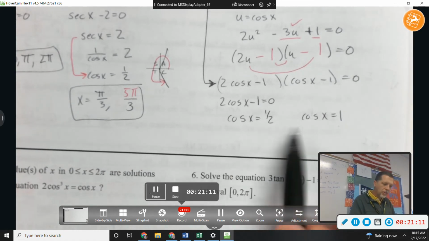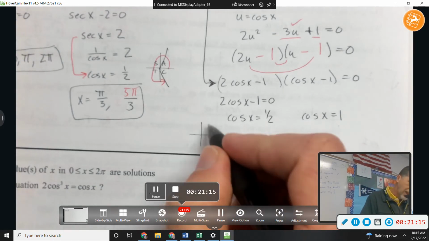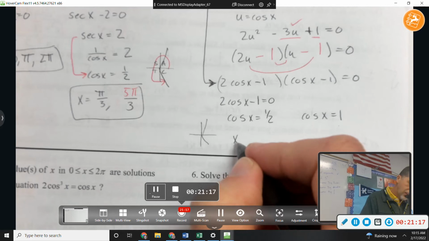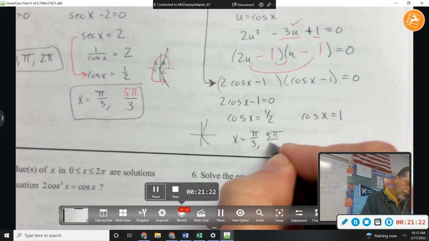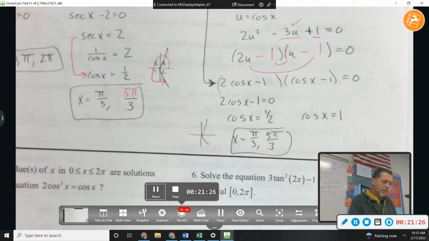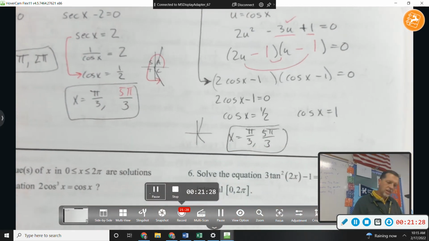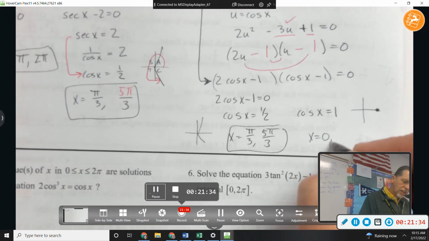Now this is a problem like yesterday. Let's see, cosine's 1/2. Add pi over 3 and 5 pi over 3. I feel like we just did that problem. We did. That was kind of the same as the one we just did. And cosine's 1 over there, 0 and 2 pi.